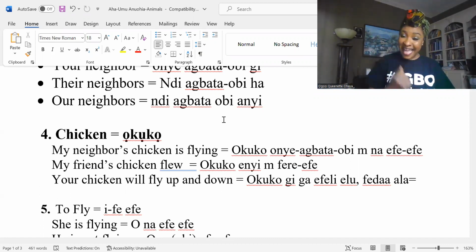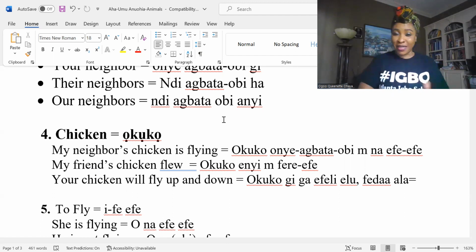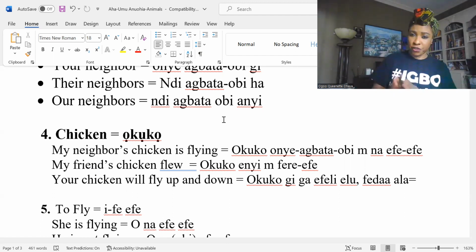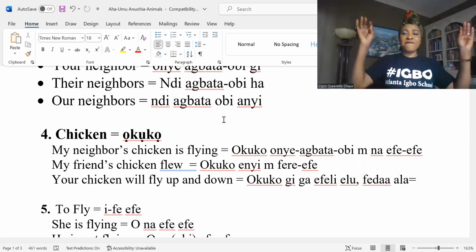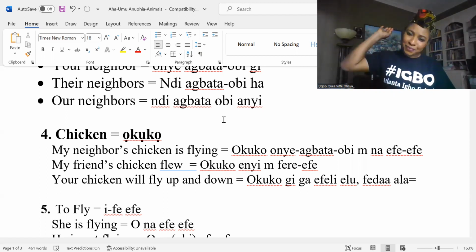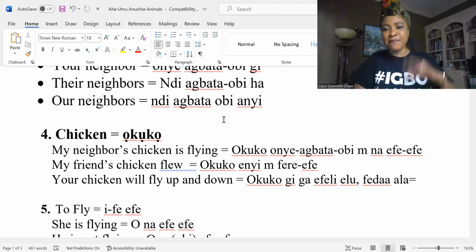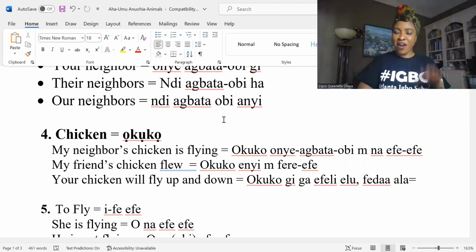My friend's chicken flew. My friend means enyi. Ọkụkọ enyi m fere efe. That's past tense. So I try to do it with present and past tense so that you see continuous tense too, how you can put it. My friend's chicken flew. Ọkụkọ enyi m fere efe.